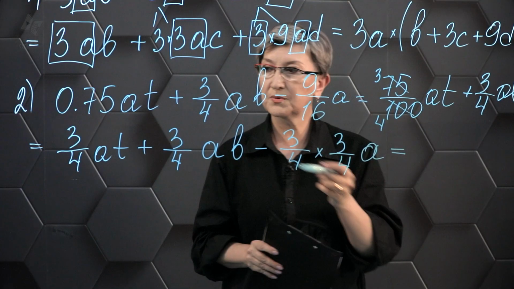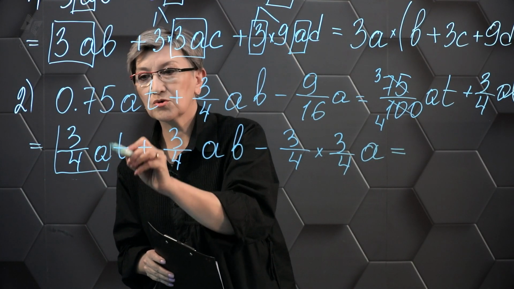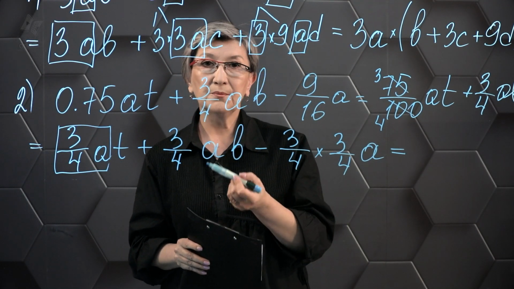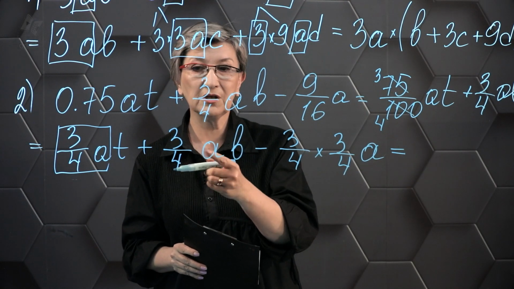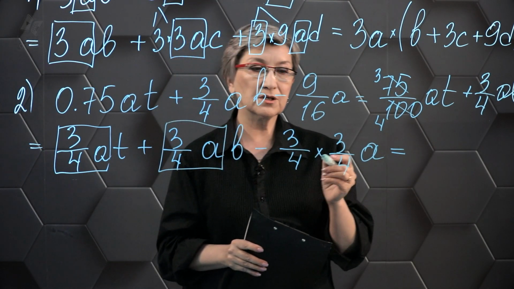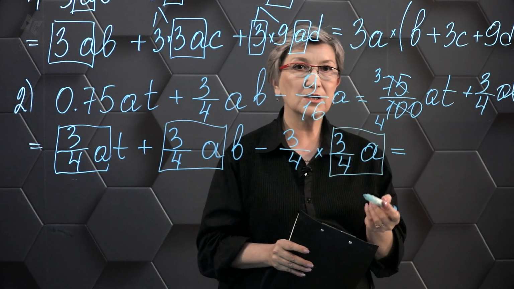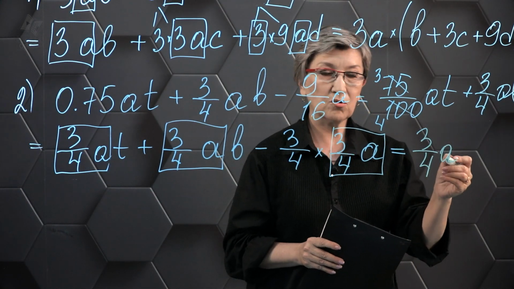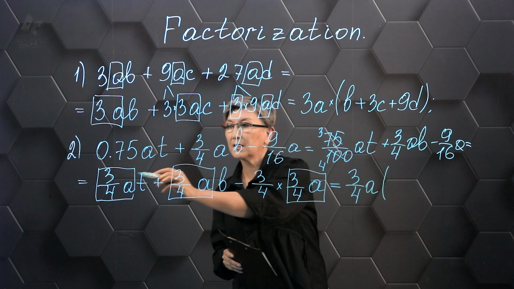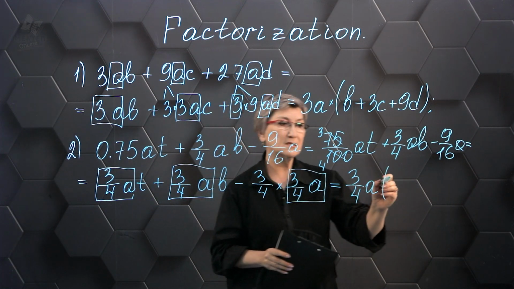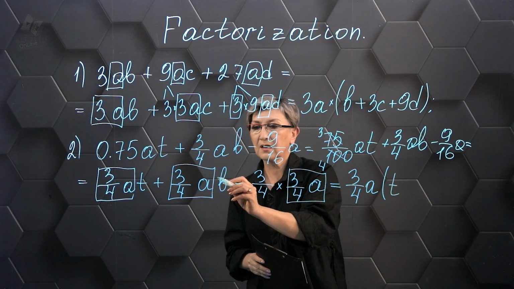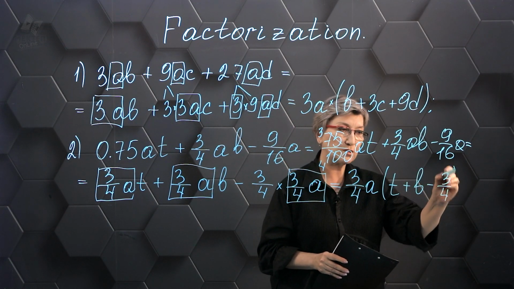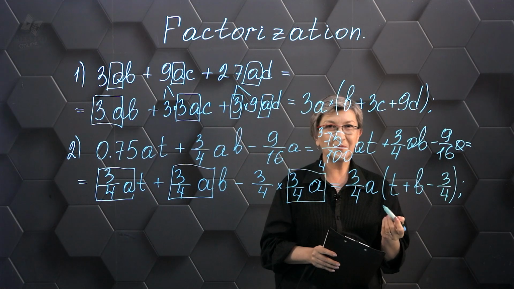What do we get as a result? Notice that we again see the common multiplier, which is 3/4 a. Let's check if this multiplier is contained in the second summand. Yes, 3/4 a. And in the third summand, we also have this multiplier. So we can write this multiplier in front of the parenthesis. And then what's left in the parenthesis? We've taken 3/4 of a. We're left with 1. The second summand remains b. And the third summand remains 3/4. We've done the decomposition into multiples.